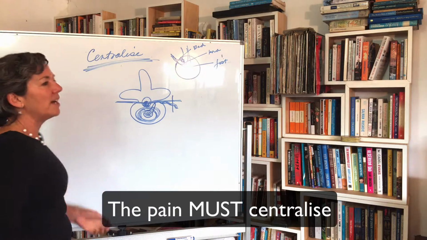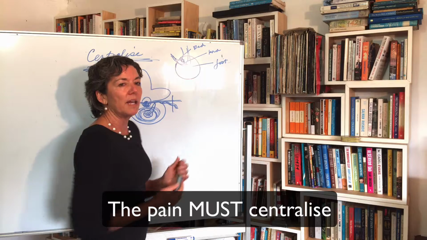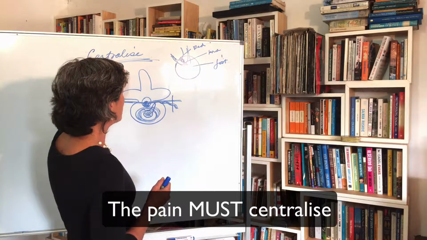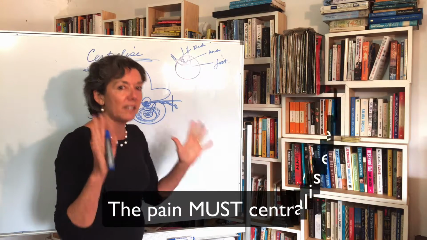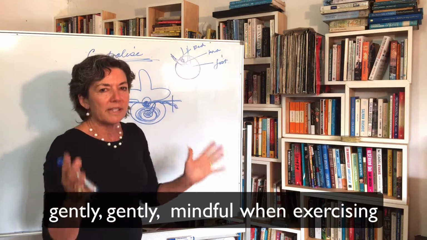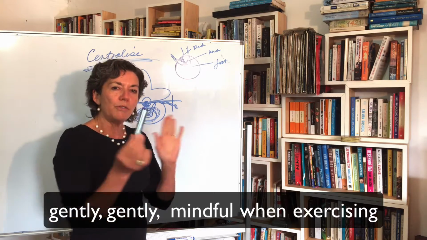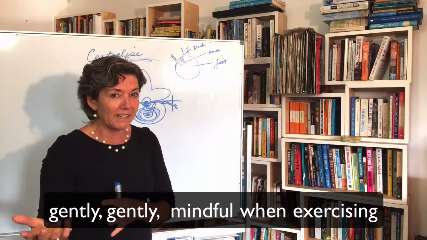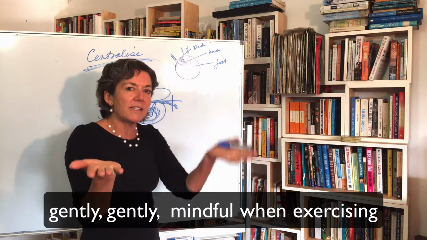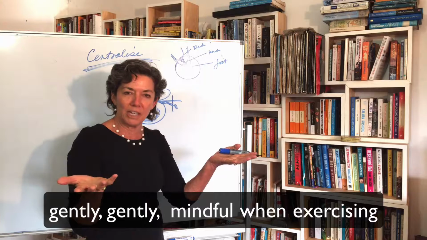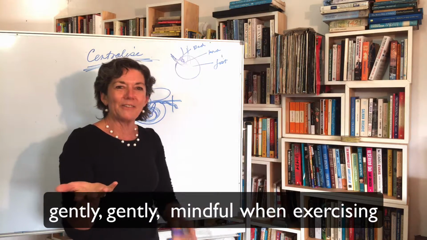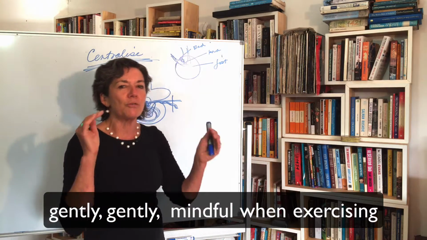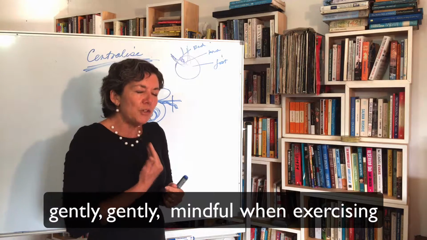But if it centralises, you're actually helping the disc bulge back in, and that's a good thing. So it's very important to understand that it must centralise. You don't want to overdo these exercises. They need to be gentle, because you've got a tightrope of mechanical pain, which is the disc bulge, and the inflammatory pain. If you overdo the exercises, you will cause more inflammation, and it will feel like you're not getting better. If you don't do enough, you won't get better, because the mechanical pain won't get better. So you've got to be gentle and really tune in and be mindful.